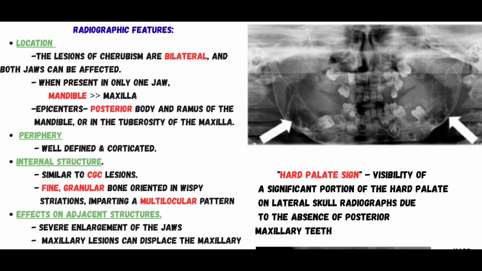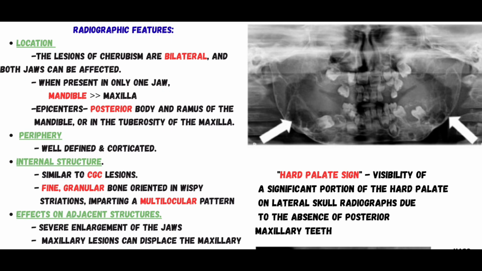Let's get into the radiological features. It should be mentioned under the following side headings: location, periphery, internal structure, effect on adjacent structures, and effects on adjacent teeth. Coming to the location, the lesions of cherubism are bilateral and both jaws can be affected.